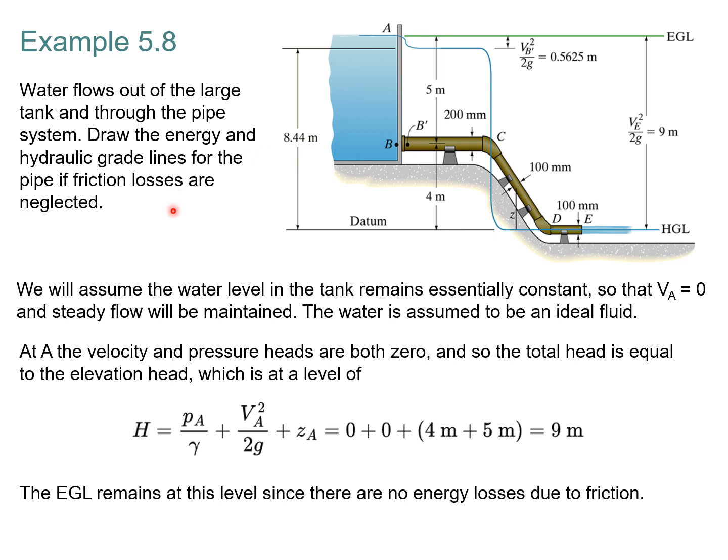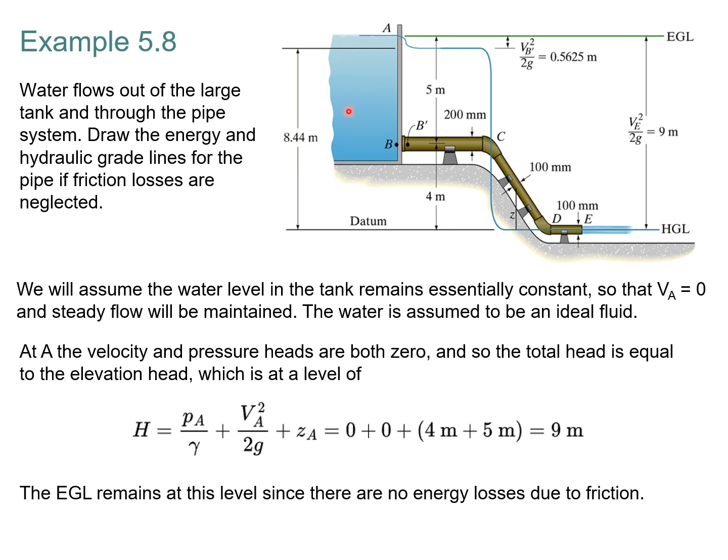So let's take a look at example 5.8. Here we have water flowing out of a large tank through a pipe system. Notice here the pipes have different diameters. B to C is a different diameter than C to D to E. Again, we want to draw the energy and hydraulic grade lines for the pipe if friction losses are neglected. Here we assume that the water level in the tank remains essentially constant.